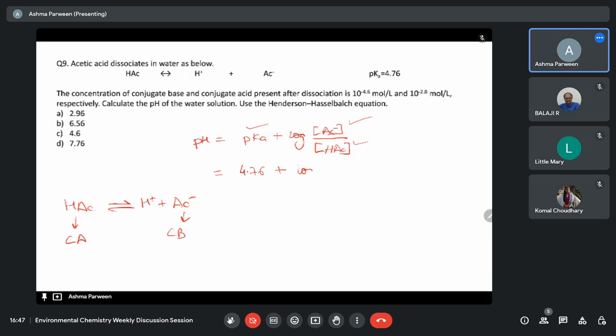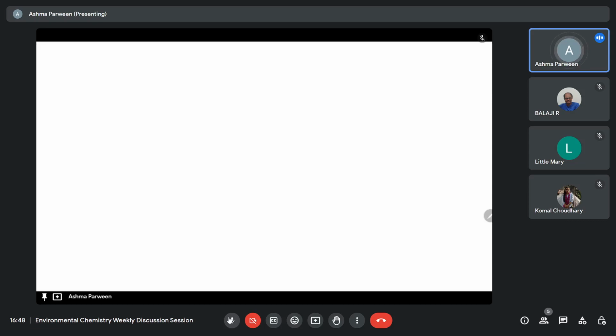So AC minus is the conjugate base and it is given as 10 raised to the power minus 2.8, and HAC is the conjugate acid for the acetate ion, which is given as 10 raised to the power minus 4.6. So after solving this we will get the pH as 2.96. So option A is the correct answer. Let's move to the next question.